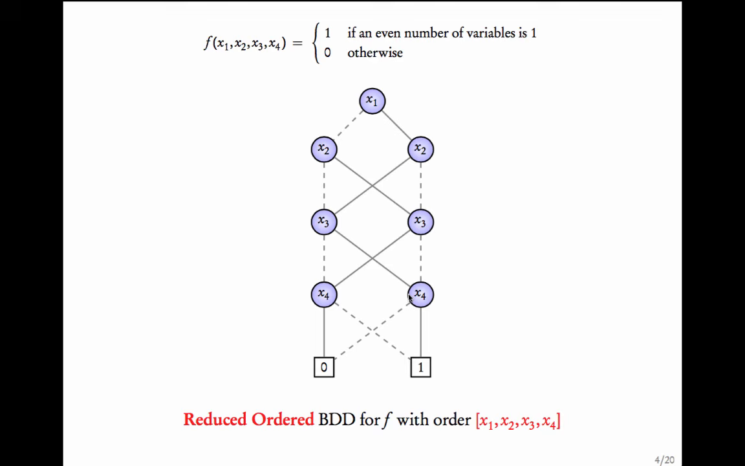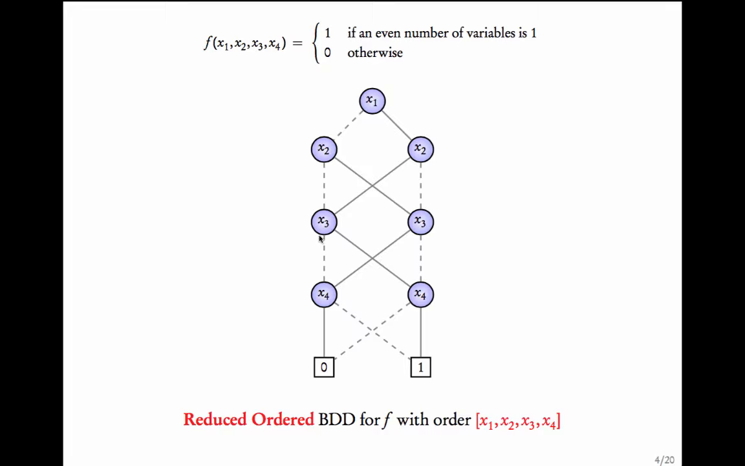Similarly, this node keeps track of paths that come to this node after having seen an odd number of ones. So from here, if you see one more 1, you have to go to 1 because marking x4 with 1 will make the number of ones to be even. Similarly, if you see 0, you will go to 0 here.